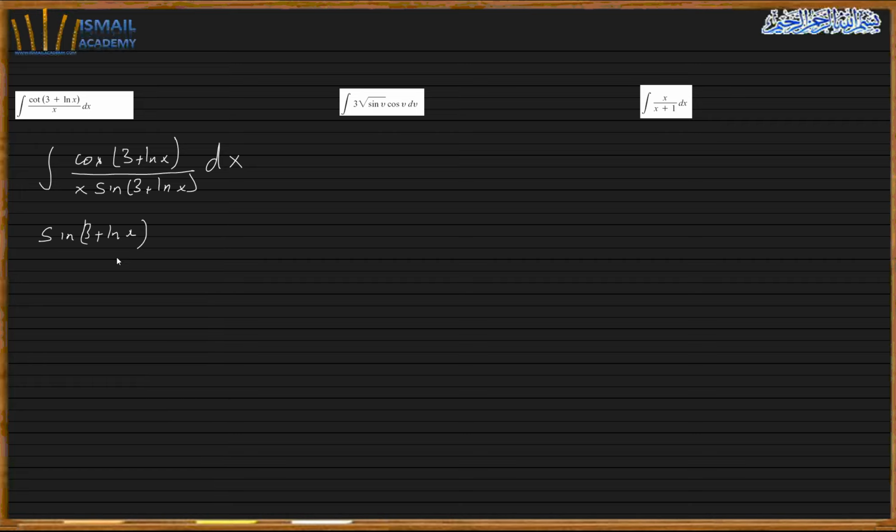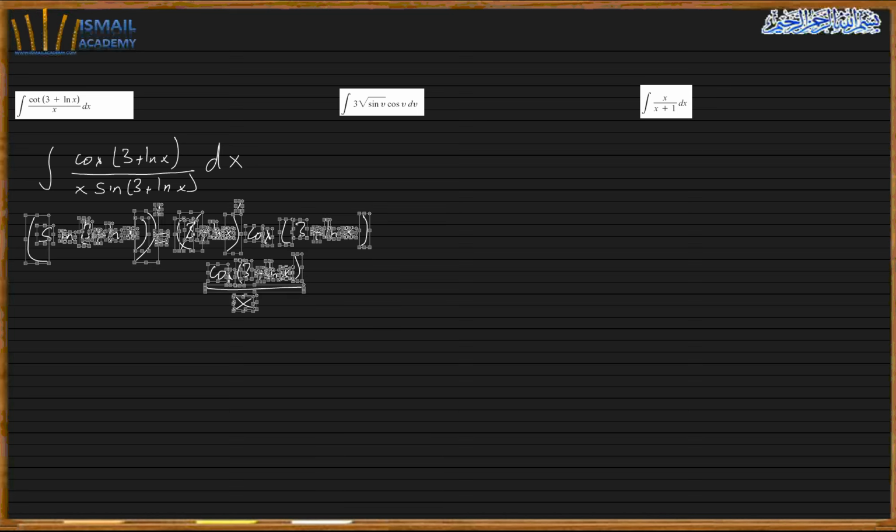Like I say, we're going to use the chain rule, so it's going to be 3 plus ln x prime times cosine of 3 plus ln x. So this is 1 over x because the derivative of 3 is 0. So I will have cosine of 3 plus ln x, the whole thing over x. This will be my derivative, so sine is my u.